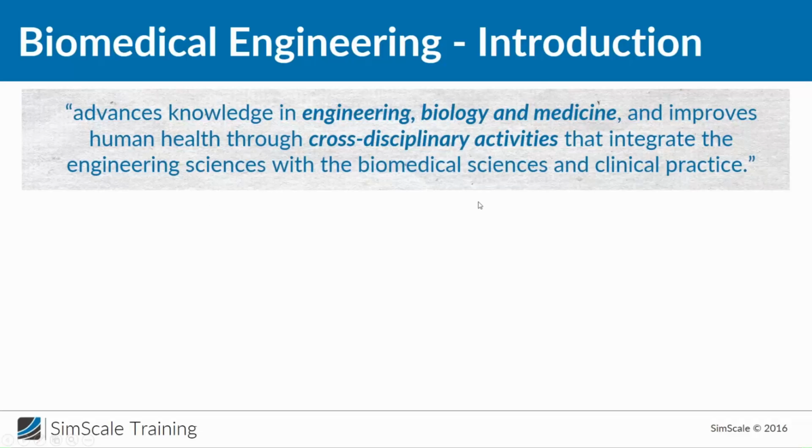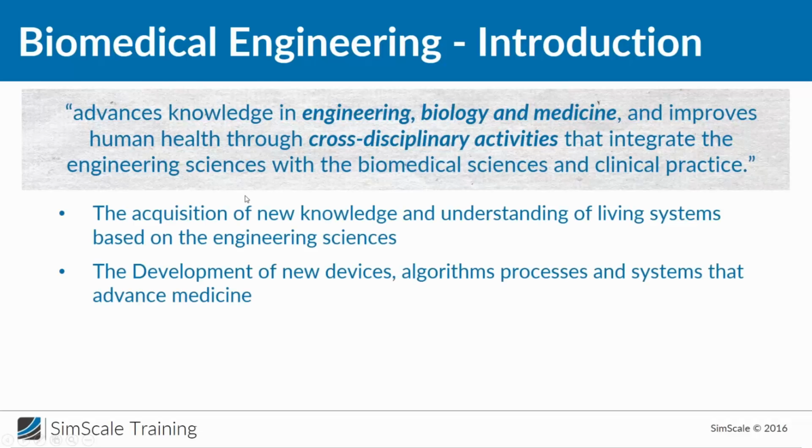But in the end, this rough definition shows us two very important aspects of biomedical engineering. In the end, biomedical engineering is about cross-disciplinary activities where you join knowledge in engineering, biology, and medicine. The aim of this is to improve human health. And there are basically two directions where biomedical engineering can go.